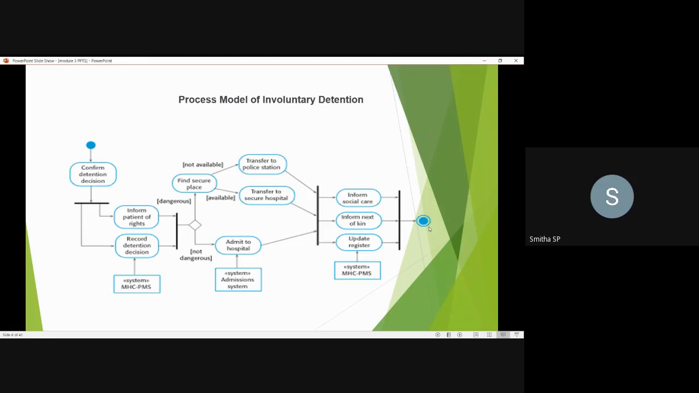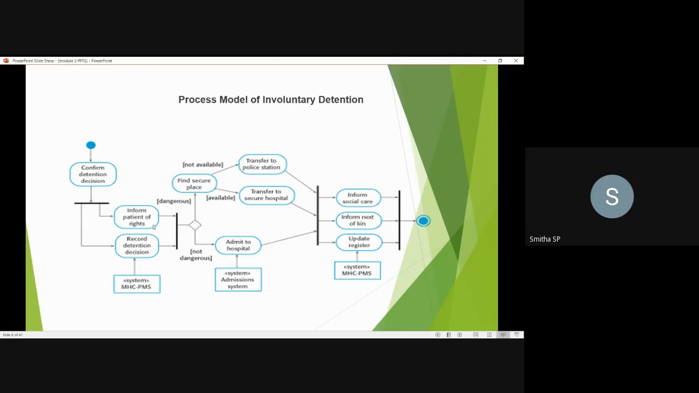Next, rectangles with round corners. You can observe the rectangles with the round corners. These show the activities. Then arrows. These arrows represent the flow of work from one activity to another activity.